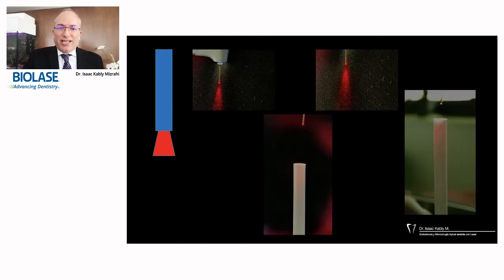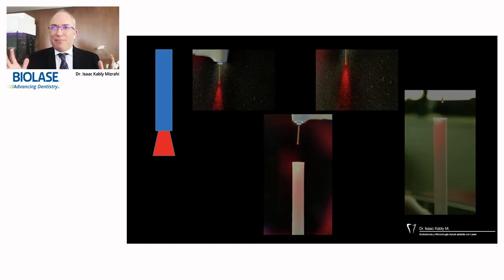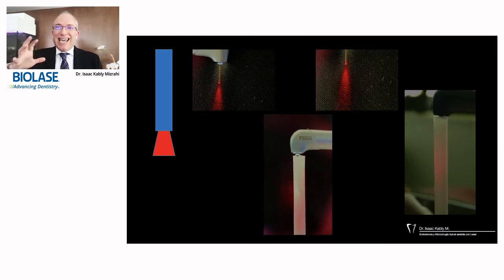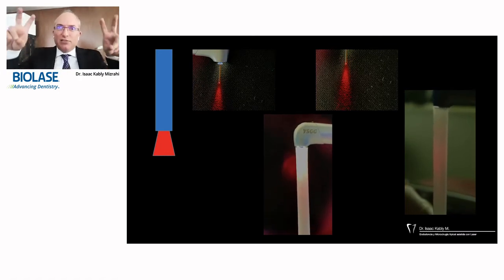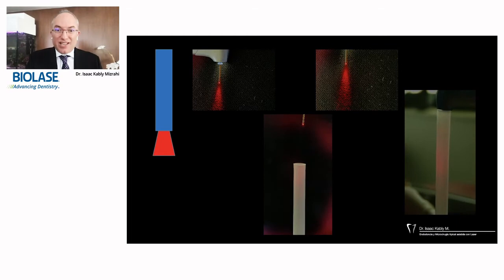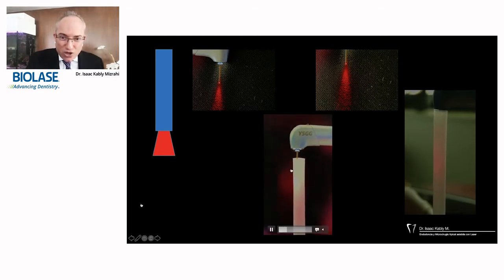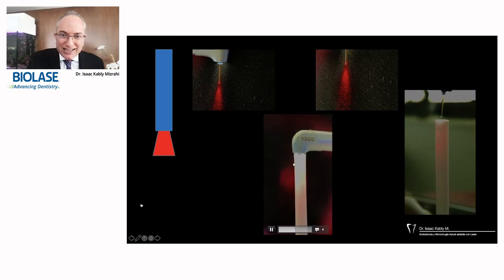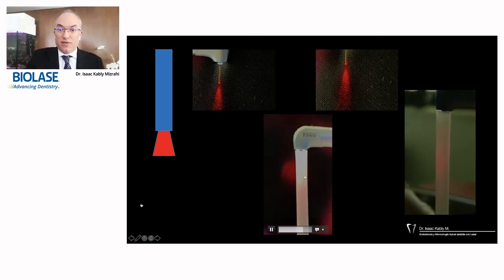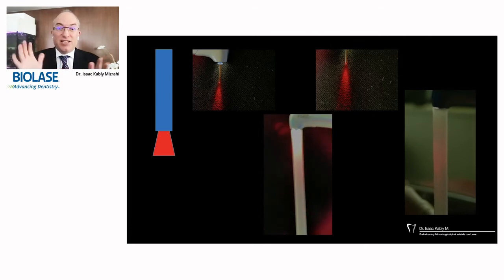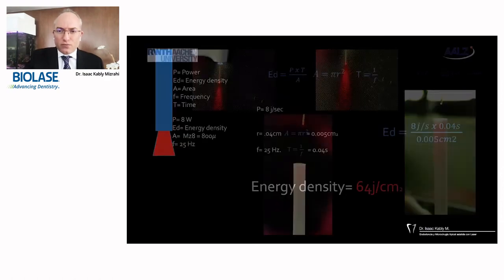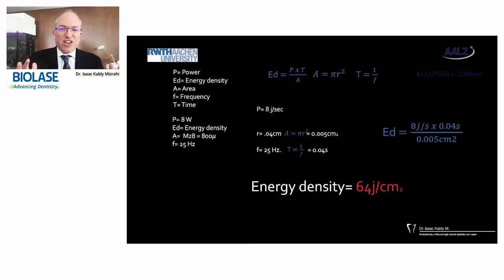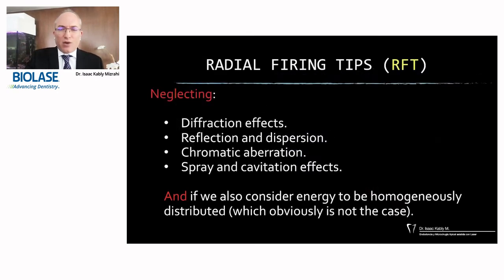As you can see in these videos, you will see a plastic tube simulation, how the light of the aiming beam is reflected all around the tube. It's projected apically, and the tube shines all around. This is not a radial firing tip. This is an MZ6, I believe. And this is the way we can measure the energy delivered with this kind of tips. I won't go deep into it.